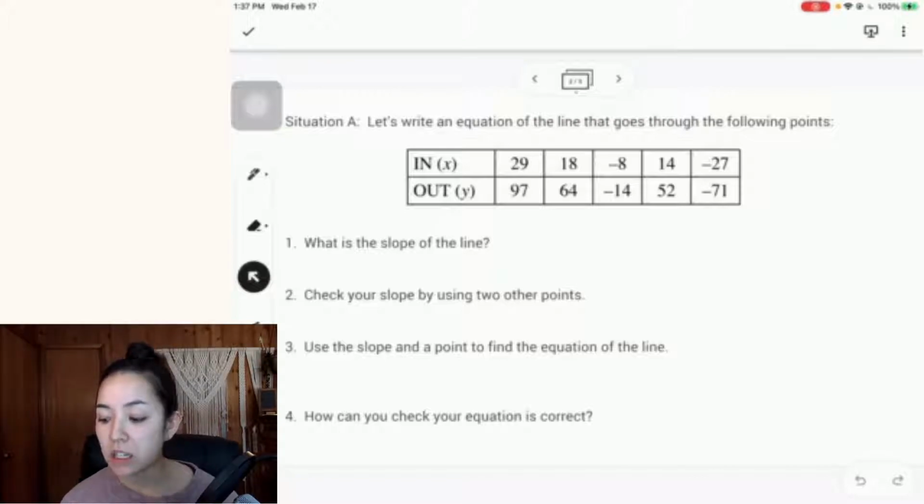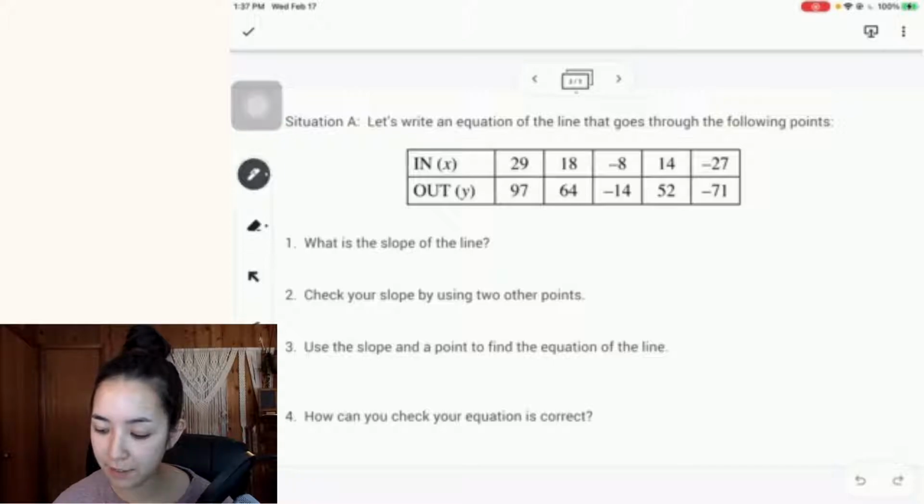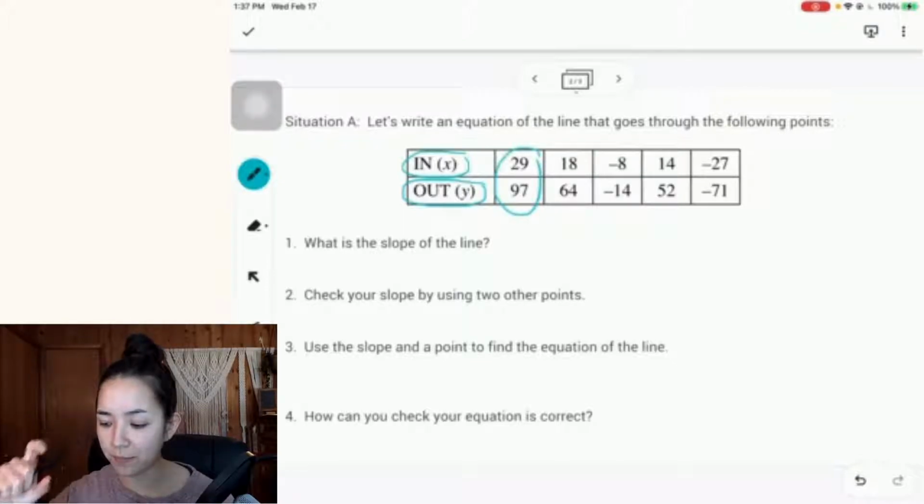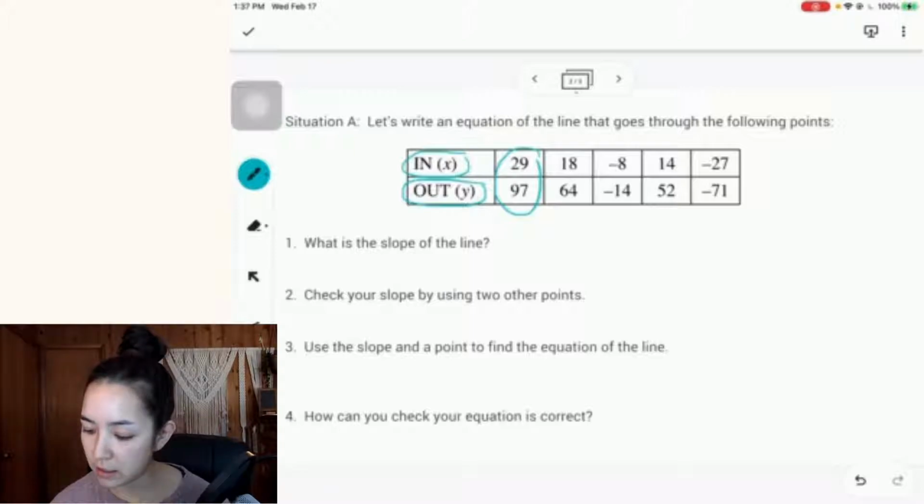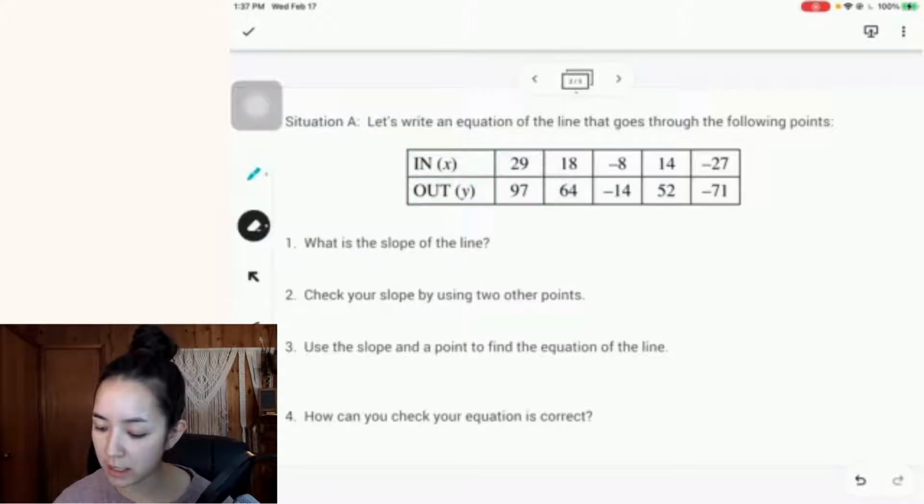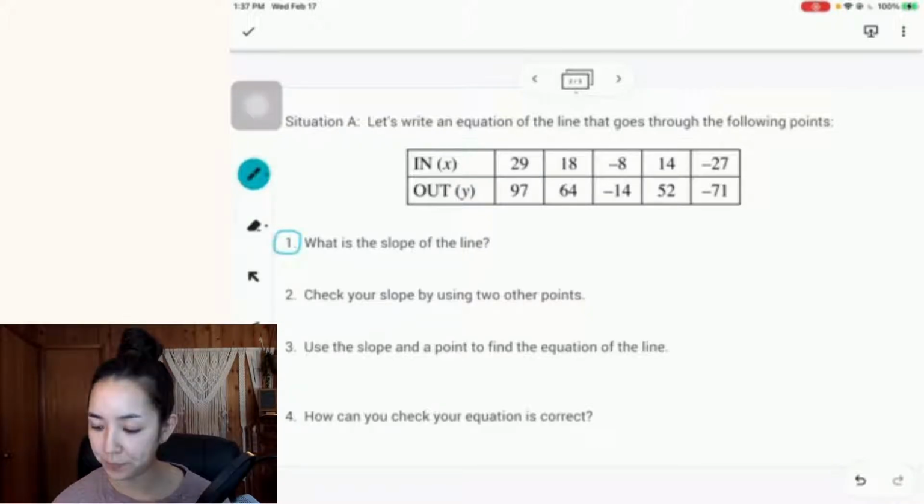Okay, so we are going to write an equation of a line that goes through these points. So the top half are our x numbers, and the bottom half are our y numbers. So we could think of each of these pairs, like 29 and 97, as being a point, an x and a y point. So our first question says, what is the slope of the line?